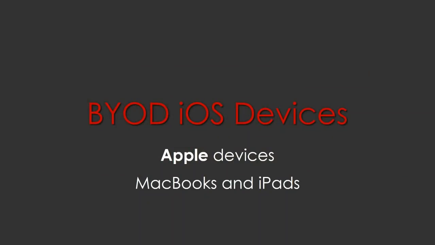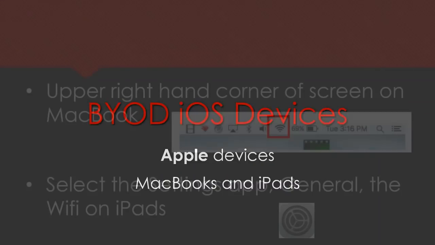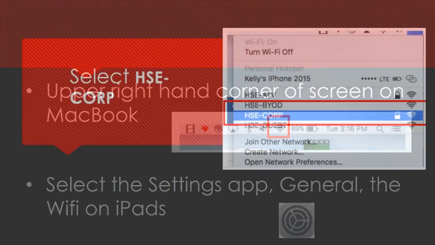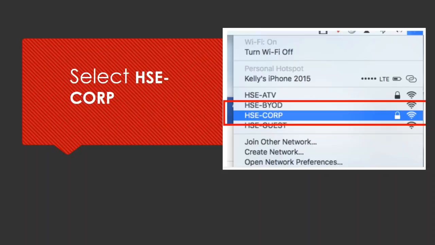We will start by connecting iOS devices. These are Apple devices, MacBooks and iPads. In order to connect your MacBook, you need to click on the Wi-Fi icon in the upper right-hand corner of your screen. On an iPad, you need to select the Settings app, then General, and then click on Wi-Fi. You need to select Corp from the list of networks that appear.